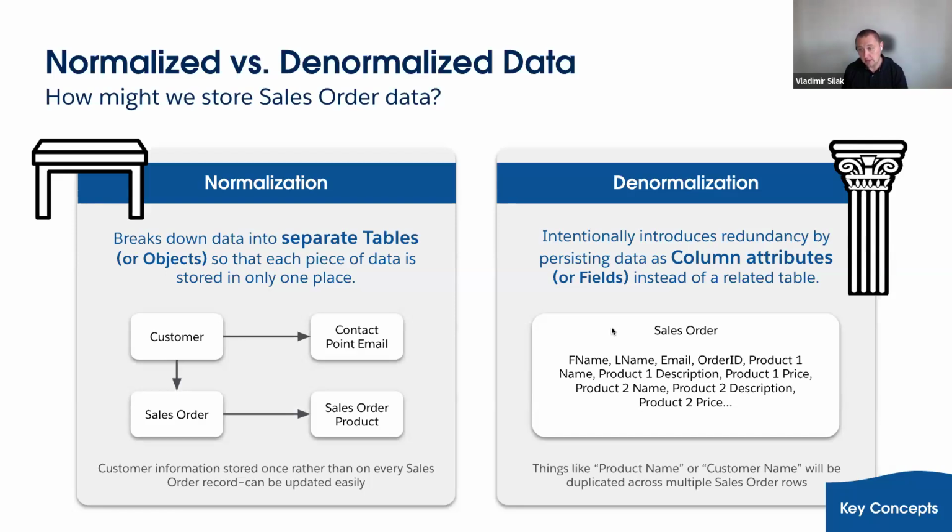Versus if you look on the right-hand side, where the sales order would contain a mixed set of attributes that comprise customer details as well as product details, as well as the transaction itself, or sales order details. So that's a very denormalized approach. The interesting thing is, if you look at the right-hand side, there is that one word that says it intentionally introduces redundancy, because it is done by design.